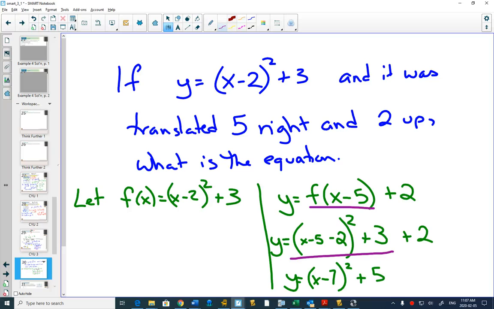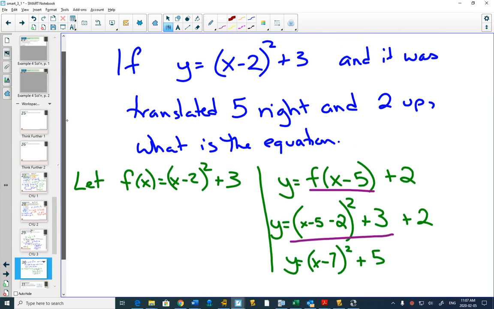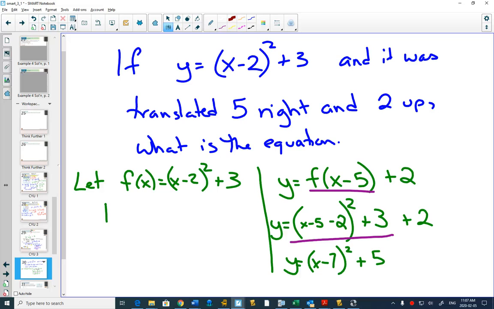Okay? But the thing about math is I want you to be able to think of all sorts of strategies to help you. In this one, I actually think I might use my knowledge of graphing. That's a parabola. Its vertex is at (2, 3), opening up.